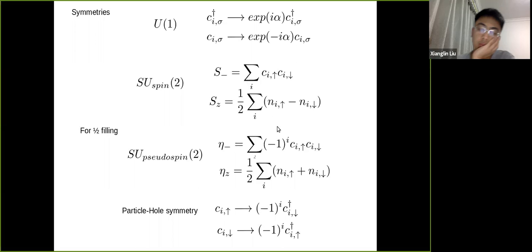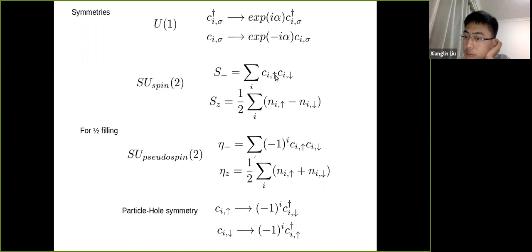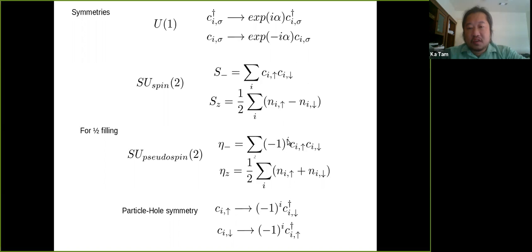The first one is another pair of symmetries very similar to the SU(2) spin symmetry. It's called pseudospin symmetry. The difference between the spin symmetry and the pseudospin symmetry is that there's a phase here. And this symmetry only remains for the particle-hole symmetric case, or to be specific, in a bipartite lattice. So the difference is that there's a phase in the action compared to the spin operator: a factor of minus one to the power i plus j on a square lattice.